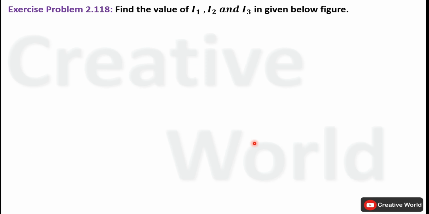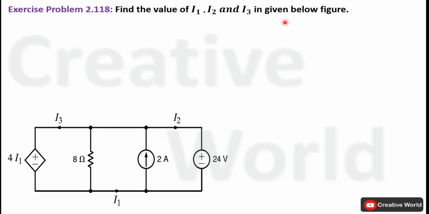Exercise problem number 2.118. Find the value of current I1, I2 and I3 in the given figure. This is the circuit diagram of the given problem. Inside this network we have to find the values of currents I1, I2 and I3. So without wasting time, let's proceed towards the solution.